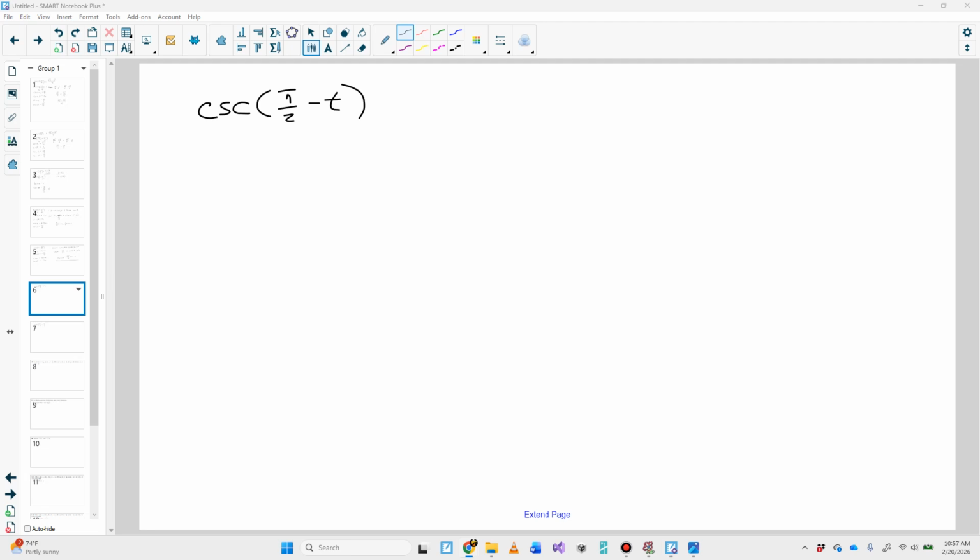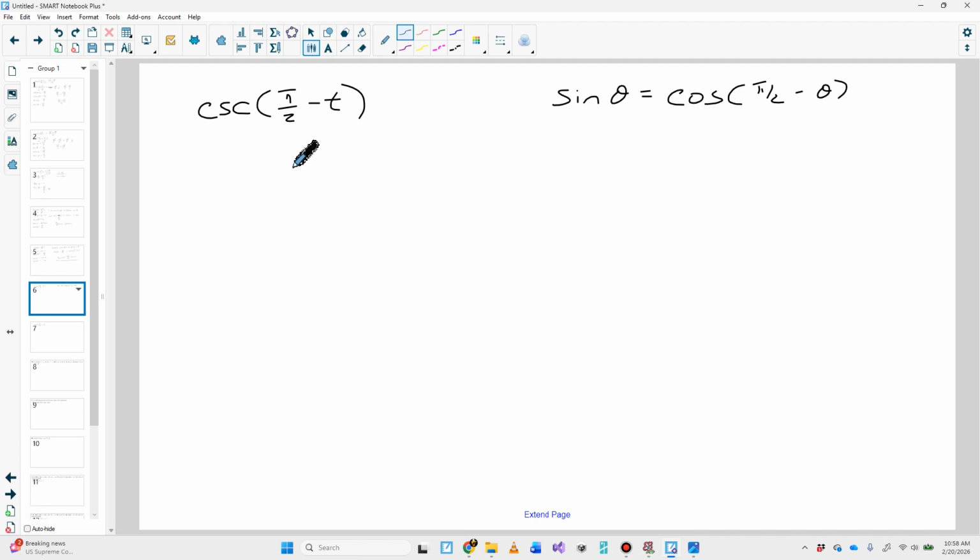For the following exercises, we are going to simplify the given expression, and these do look like they're cofunctions. So what does that mean? Well, remember what a cofunction is. A cofunction is, for example, if I have sine of an angle theta, I can rewrite that as cosine of pi over 2 minus that angle theta. We've proven that in the lecture.